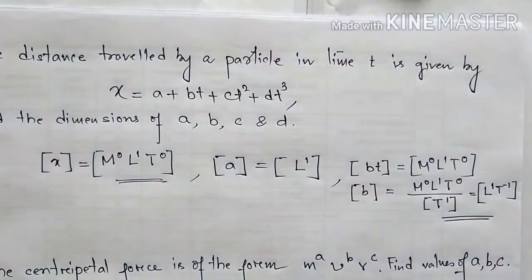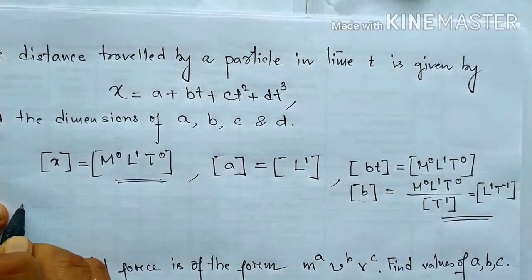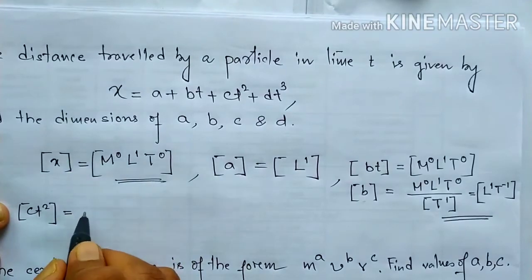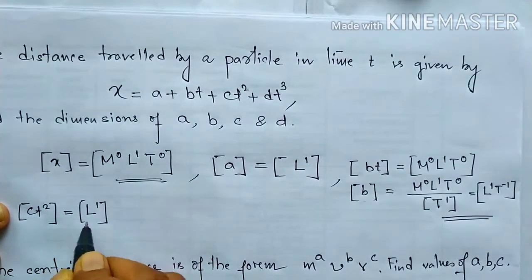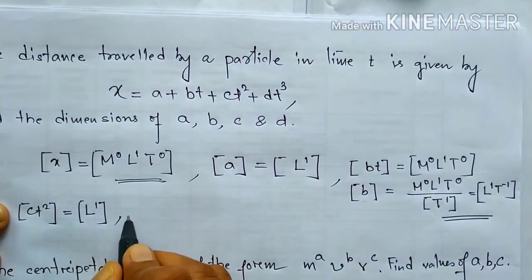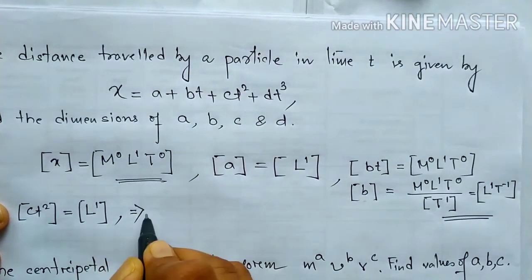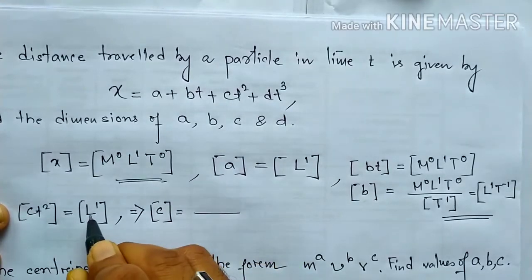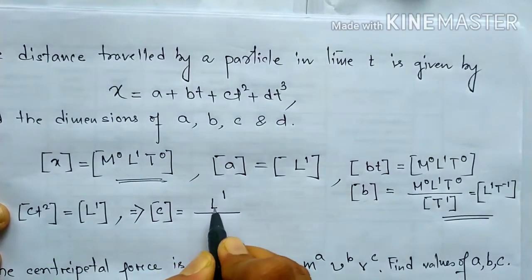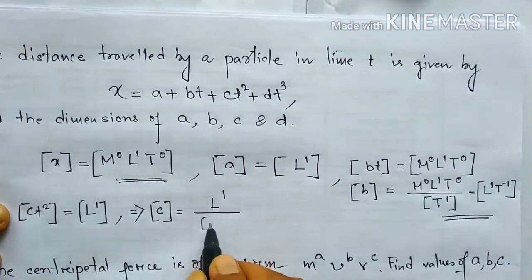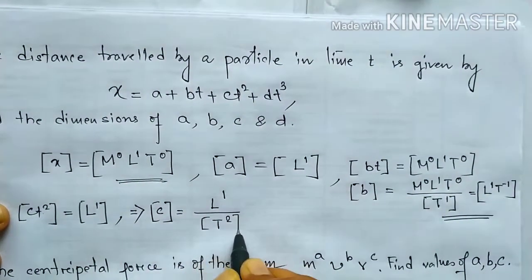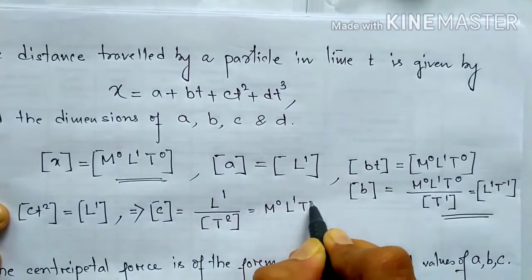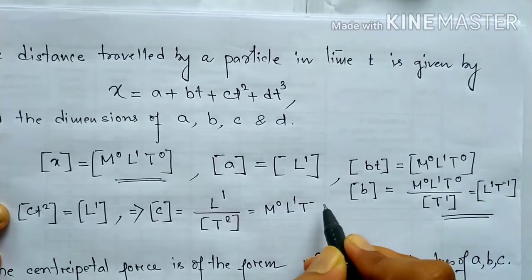Fine. Now what is the dimension of ct square? The dimension of ct square again has to be equal to the dimension of x, that is L to the power 1. So it implies that the dimension of c will be equal to L to the power 1 divided by the dimension of t square. T square, that means t to the power 2. So it is nothing but m to the power 0, L to the power 1, t to the power minus 2.